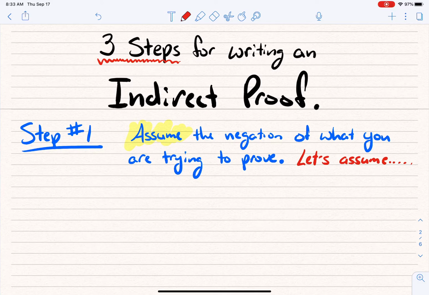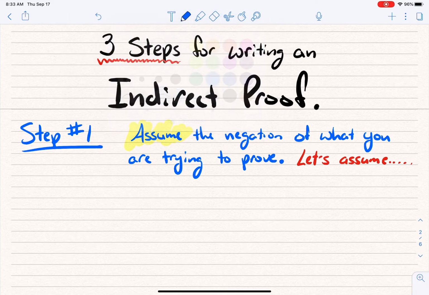Okay? We say, well, let's prove that we're having pizza for lunch today. The first thing you would say is, well, let's assume we're not having pizza for lunch today. Okay? If you wanted to prove that today is not Thursday, the first thing you would do is you would say, well, let's assume that it is Thursday. Okay? And so that's the idea of an indirect proof. The very first thing, you're going to assume the negation.